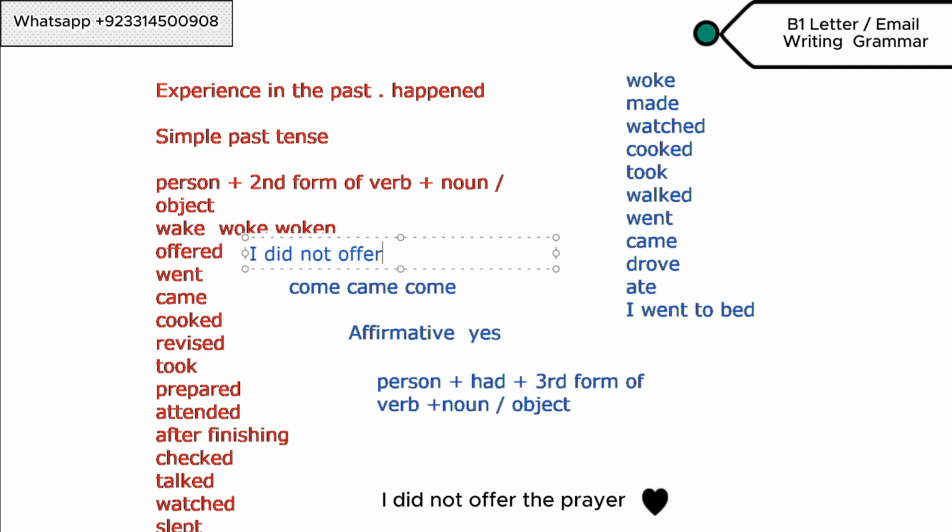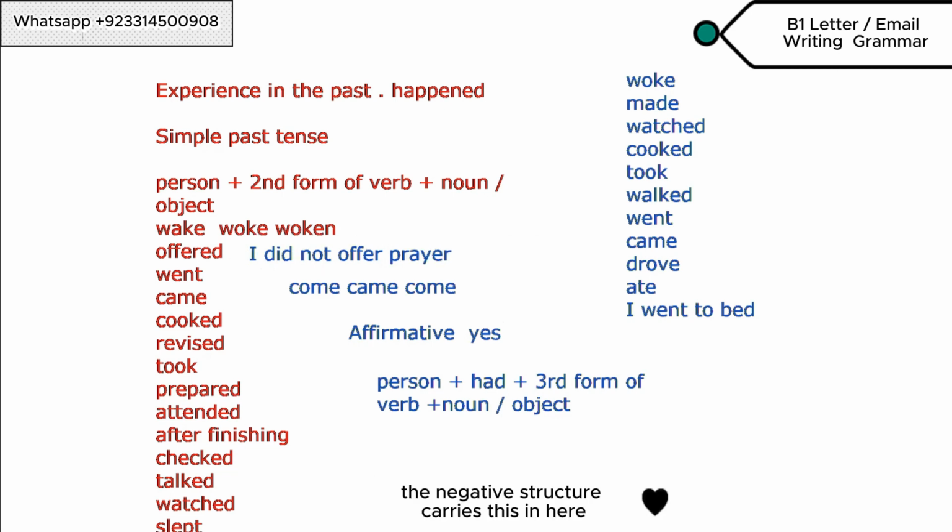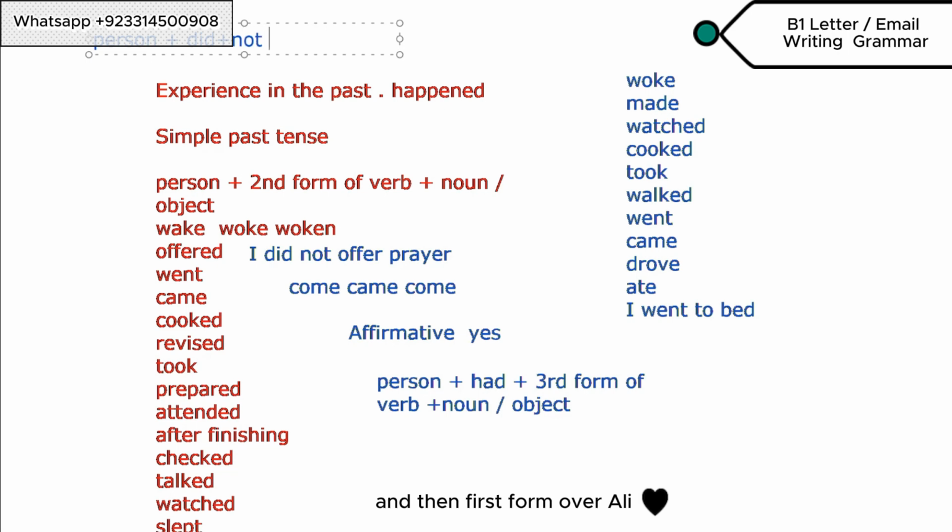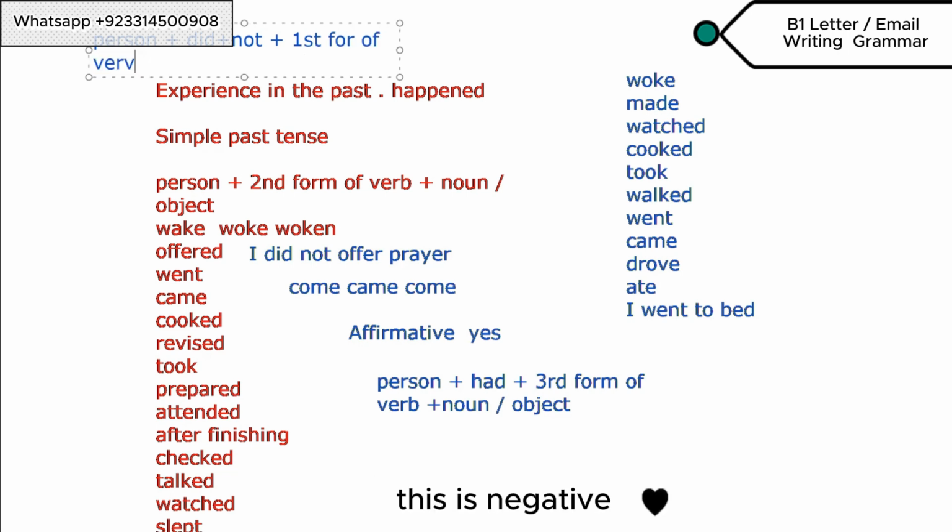I did not offer the prayer. The negative structure carries this in here. We'll put person plus did plus not. This means didn't. So didn't, you can go with did plus not, and then first form of verb. How funny is English, right? First form of verb. This is negative.